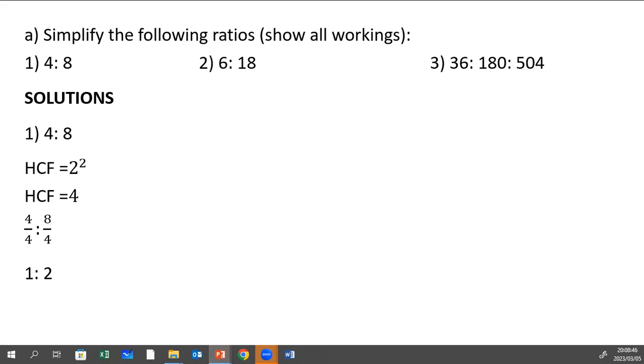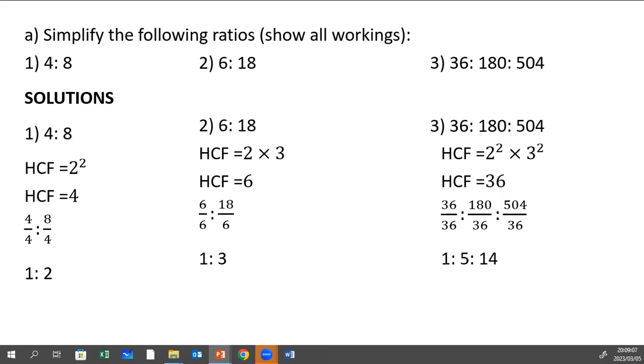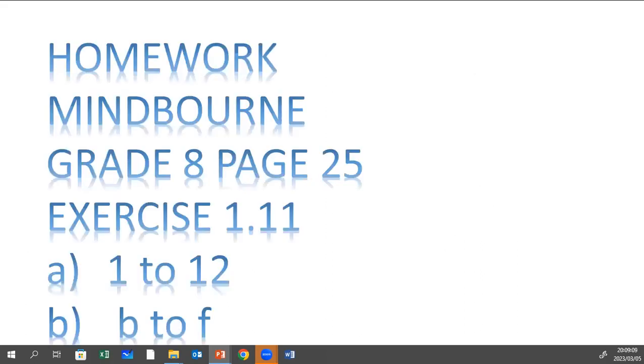In the second one, the highest common factor is 6. You will divide both parts by 6, and you'll end up having 1:3. For this one, the highest common factor will be 4 times 9, which is 36. You divide each part by 36. You will end up having 1:5:40. Try this classwork from your Mind Bond textbook.